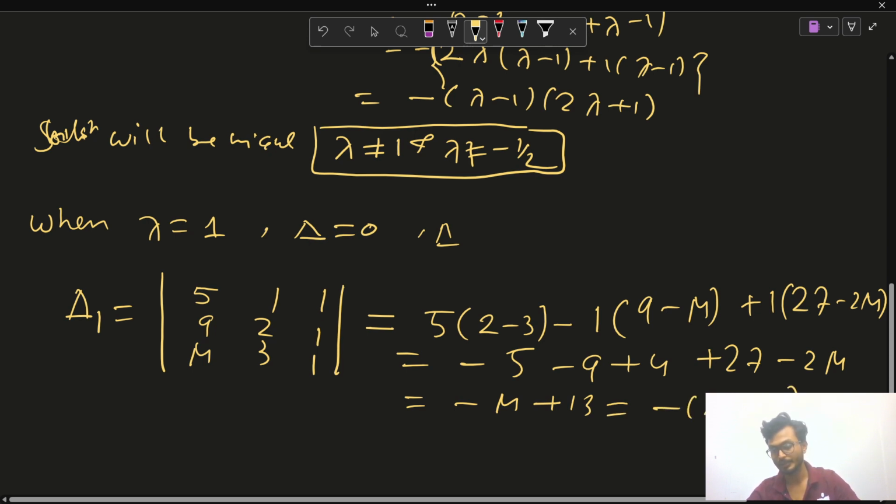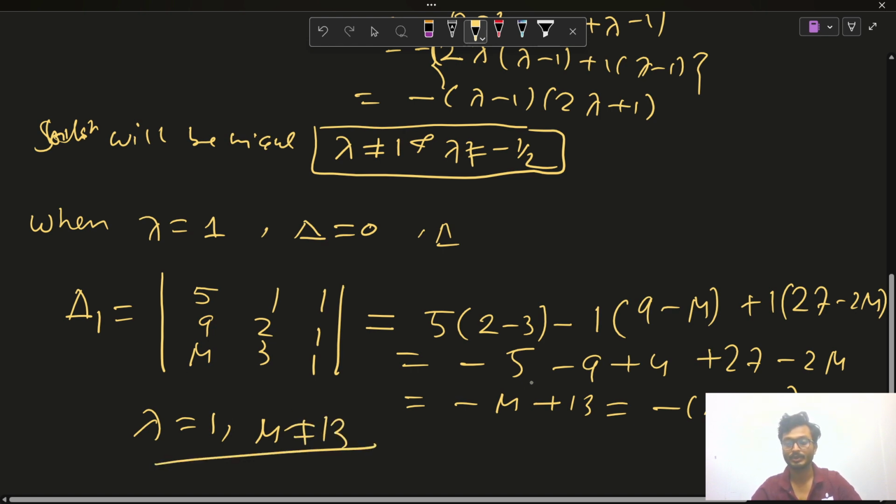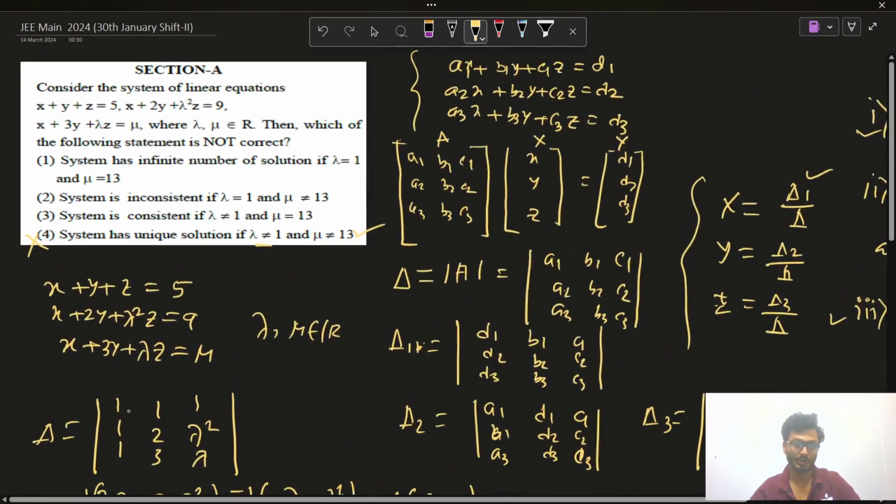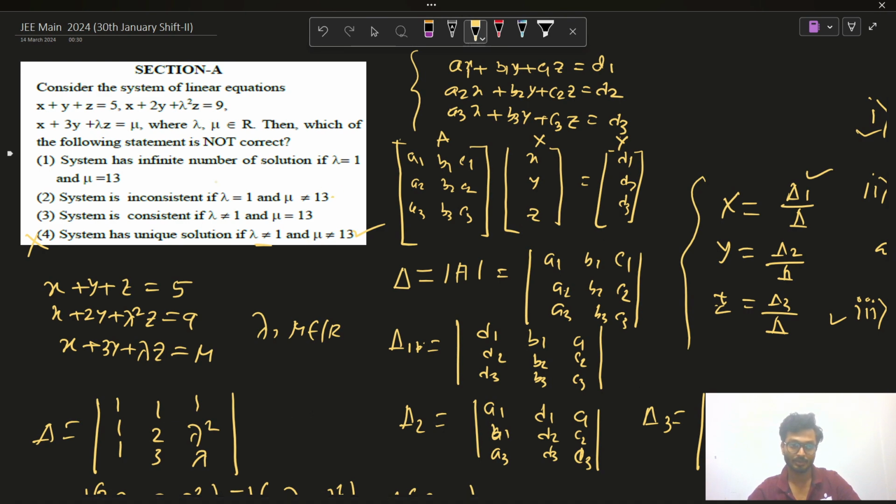Now if lambda equals 1 and mu not equals 13, then what will happen? At least one delta 1 we get non-zero. So for this case, the system will be inconsistent, or no solution. So lambda equals 1 and this option is correct. This statement is correct, since here we have to check that the statement is correct.